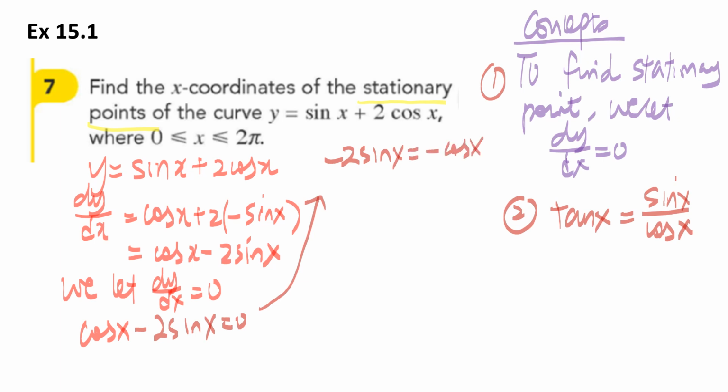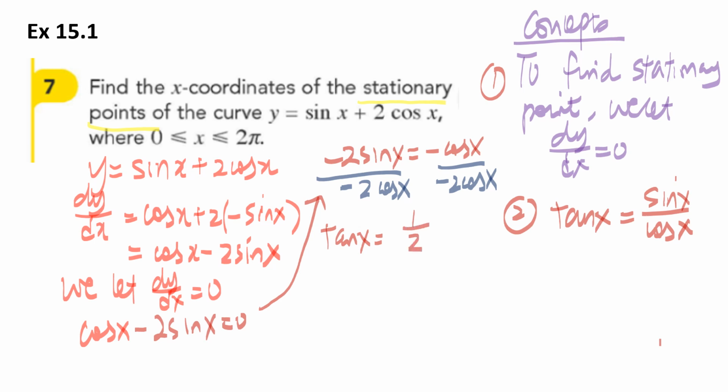I'm going to divide by negative 2 cos x on both sides. Negative divided by negative will give you 1. Sine x divided by cos x will be tangent x. And then negative cos x divided by negative 2 cos x will give you half.